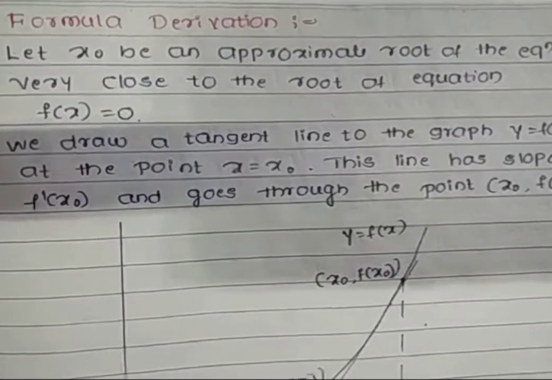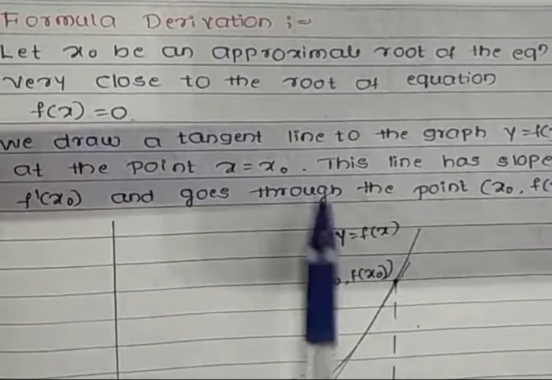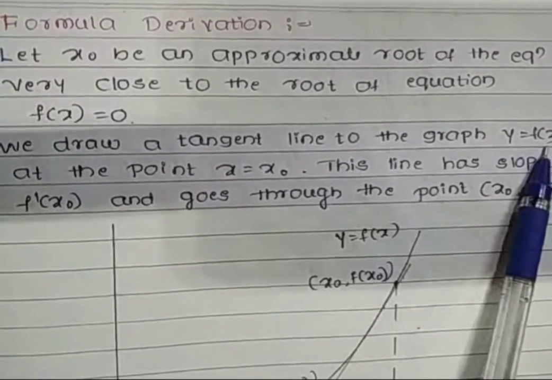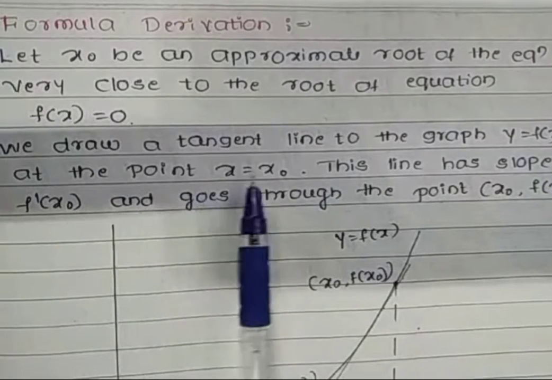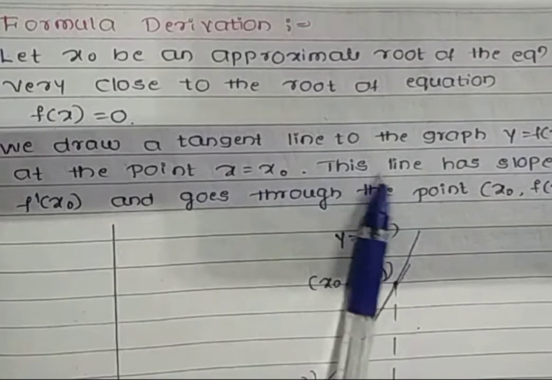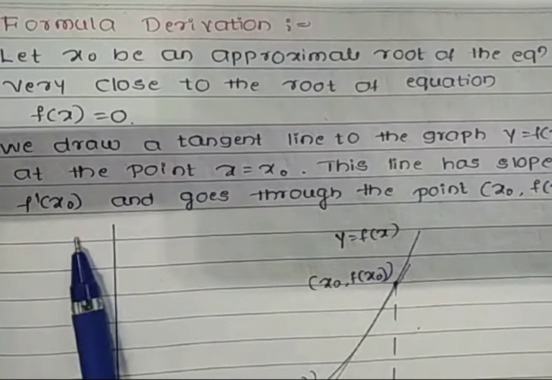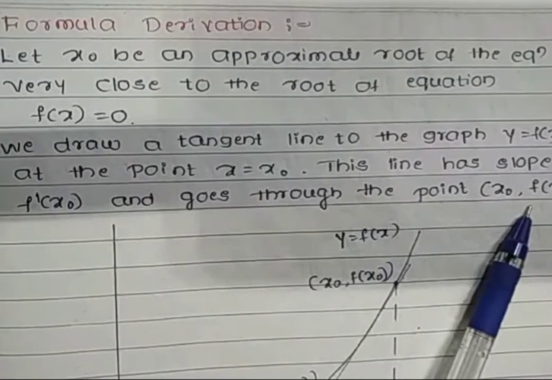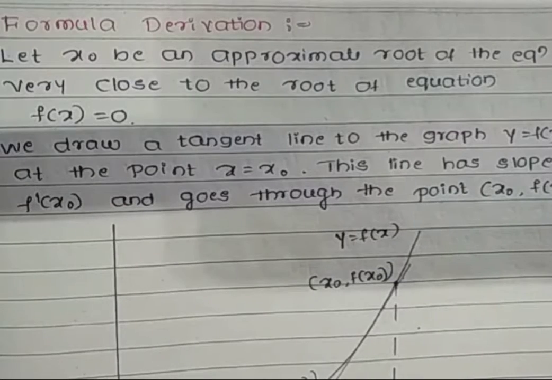Then we need to draw a tangent line to the graph y equal to f of x at the point x equal to x0. This line has slope f dash of x0 and goes through the point x0 comma f of x0. Now what is its meaning?